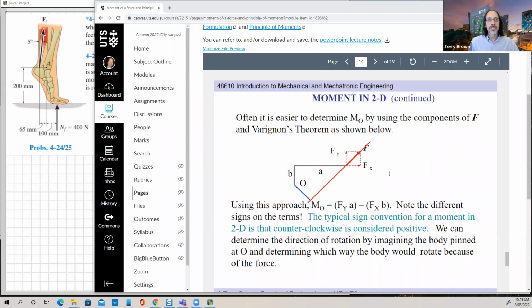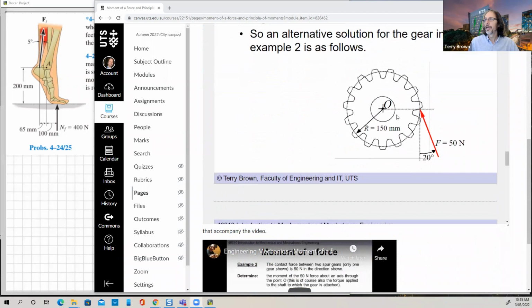So usually what's easier is to work out the components of this force along directions that align with dimensions that we already know. So if we go down here, in this original problem where we've got this force at an angle, instead of trying to work out the perpendicular distance, we know the radius of the pitch circle for the gear.